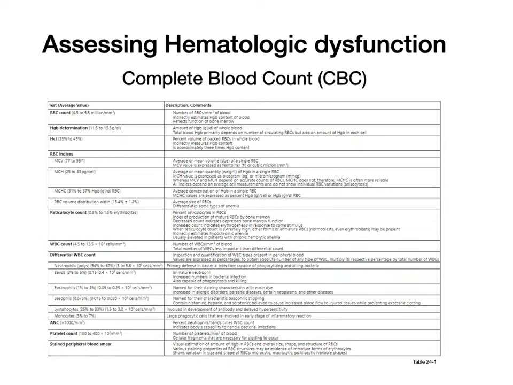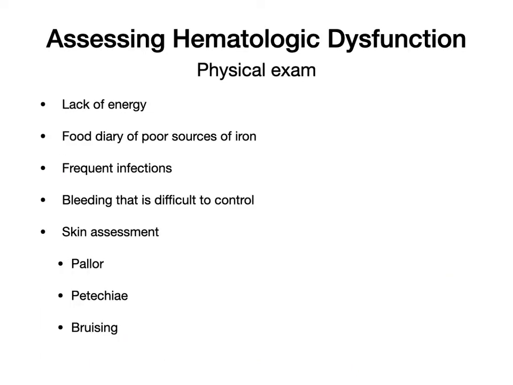To assess hematologic dysfunction, we first need to do a complete blood count. As a nurse, it is important to know the normal values of this. So here's a chart directly from the book to begin to get yourself familiar with it. In addition, we need to do a physical exam.